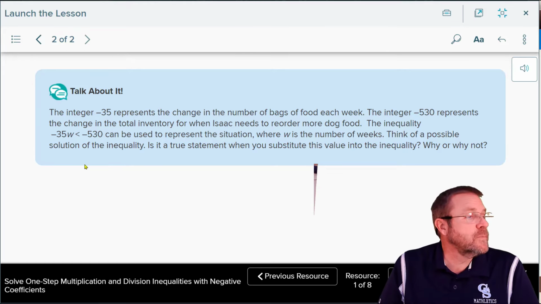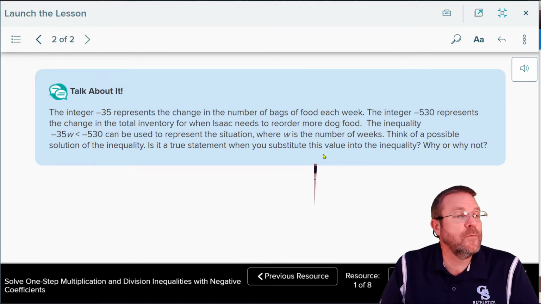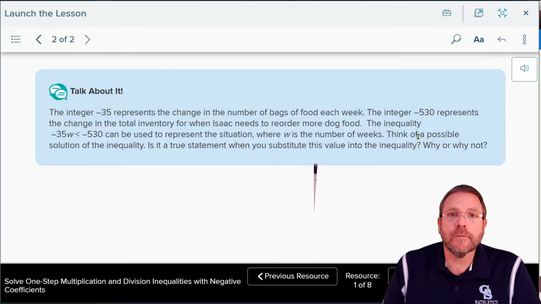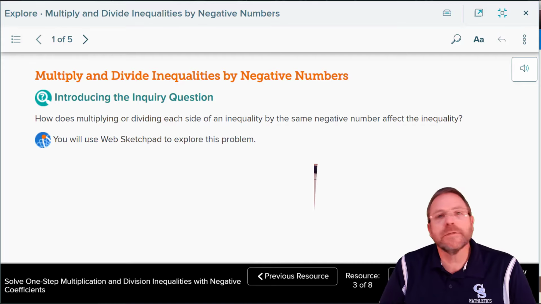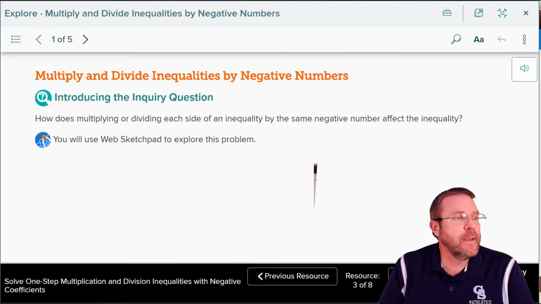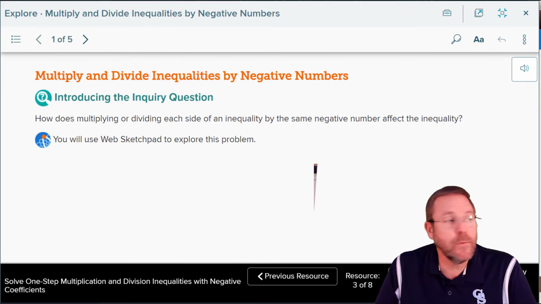Think of a possible solution to the inequality. Is it a true statement when you substitute the value into the inequality? Why or why not? These are the things we're going to be learning about in today's lesson. The inquiry question for today's lesson asks, how does multiplying or dividing each side of an inequality by the same negative number affect the inequality?